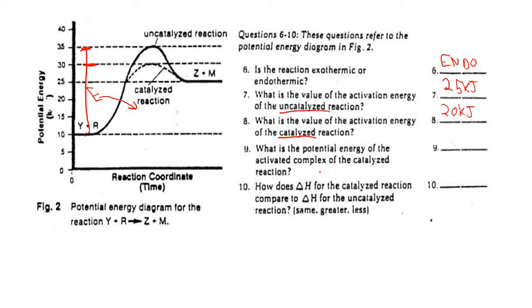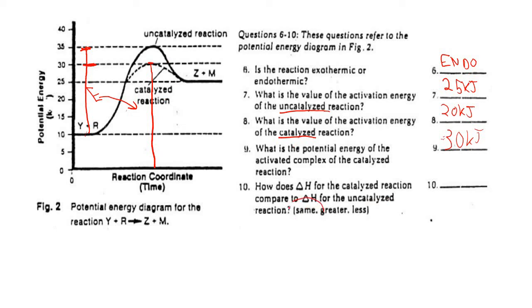9, what's the PE of the activated complex of the catalyzed reaction? So here's the catalyzed. So how much stored energy is there? So we got to go from 0 up to 30. So that's a total of 30 kilojoules of total stored energy. And then last one here, number 10, how does the delta H compare to the delta H of the uncatalyzed reaction?